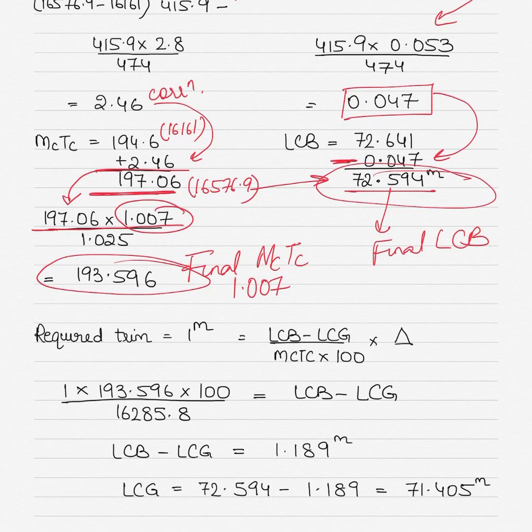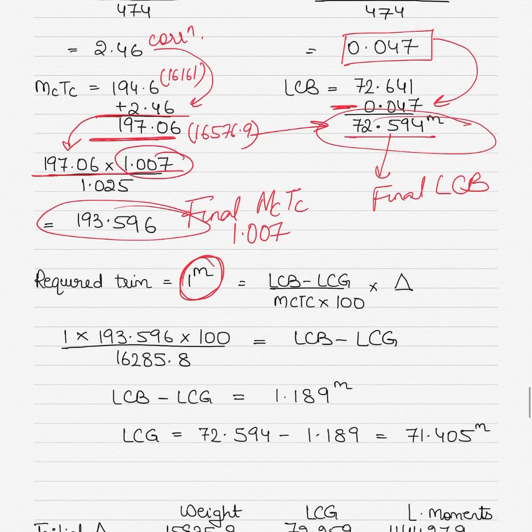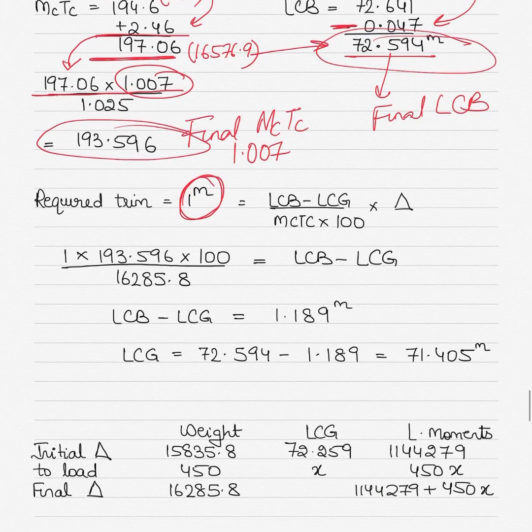Alright, then you know that you need a required trim of 1 meter. That is what the question says. Your current trim is 0.32, but you need a required trim of 1 meter. So you have to find out where you will load these 450 tons to make sure that you get the required trim here. Alright, so you know the trim is equal to LCB minus LCG multiplied by MCTC by 100.